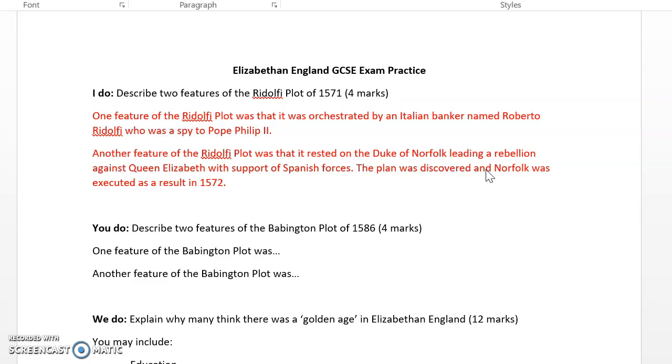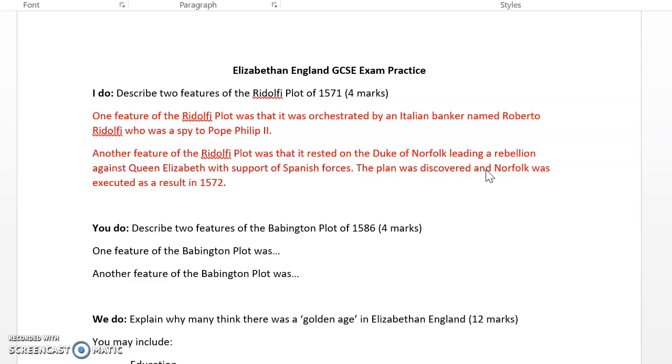I have done one of the 4 markers for you, and I would like you to do the second, but I'll just go through them to support you with that. The 4 markers today are looking at the plots against Elizabeth throughout her reign. The first, which I have done, looks at the Ridolfi plot of 1571, and I would like you to do the Babington plot of 1586.